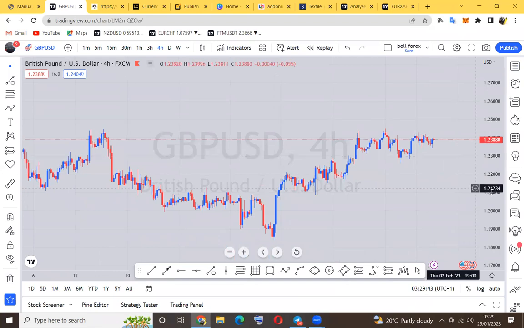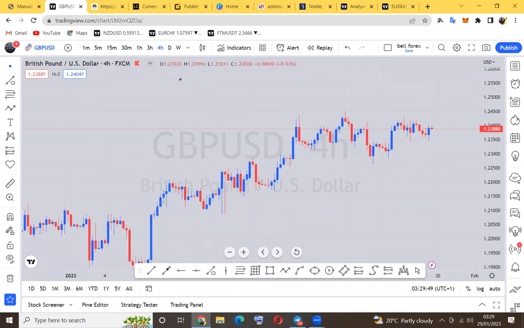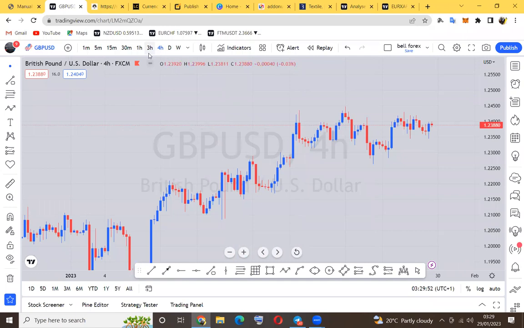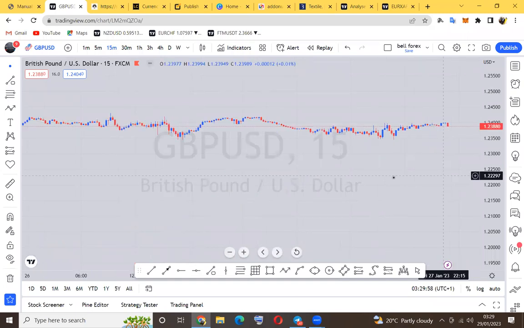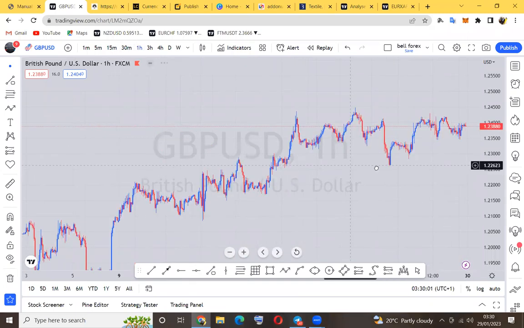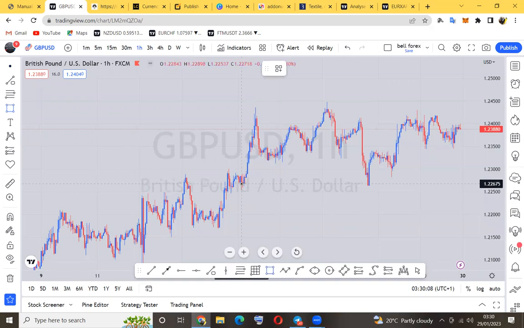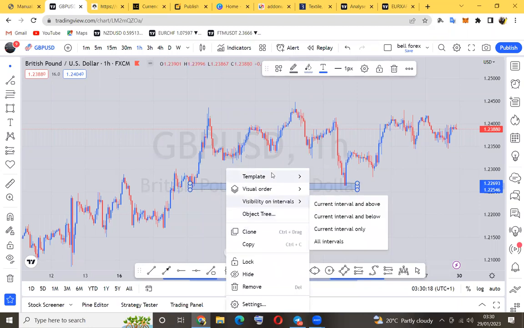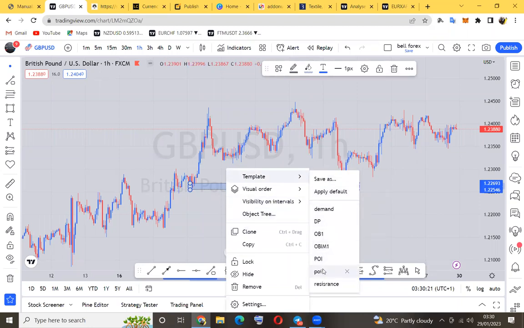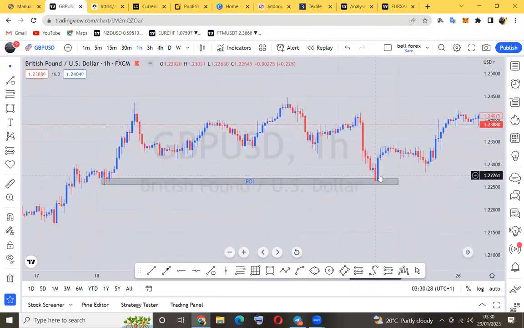So I'm saying that decision points or points of interest are zones whereby institutions have their orders seated after they have taken off liquidity. And they can take off liquidity on any time frame. On any time frame. So let me show you, for example, we had a point of interest here on this liquidity wick the other day. Now, this is a point of interest. Let me just put it here in my template. Point of interest. So this is a point of interest, okay? So the institutions have their orders seated at this point of interest.